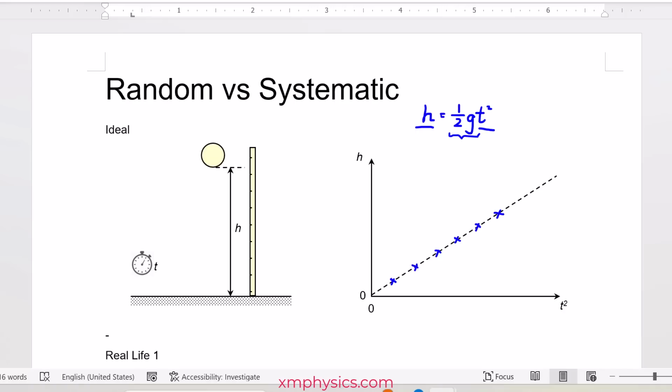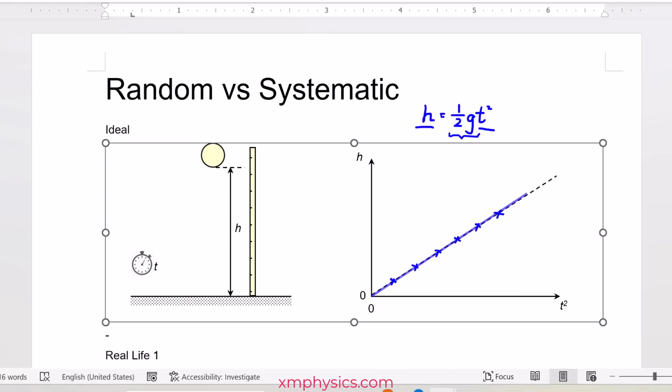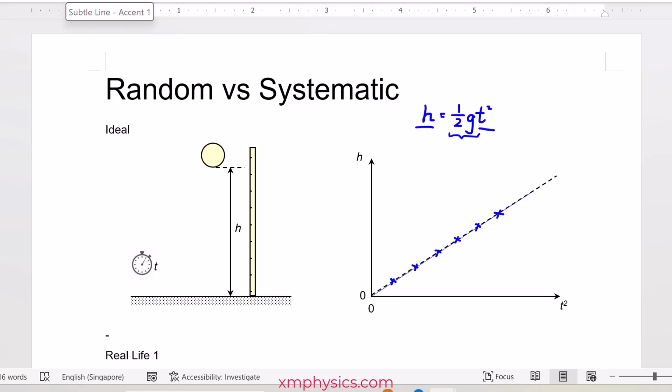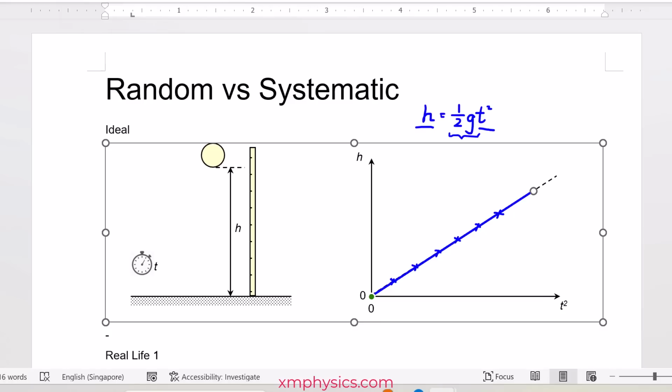Wow, they line up perfectly in a straight line. So you quickly draw the best fit line. Oh, it indeed passes through the origin. So you quickly calculate the gradient of the best fit line, equate it to half g, and you calculate g to be 9.81 meters per second squared. Your teacher calls you a genius. That's when you wake up from your dream.